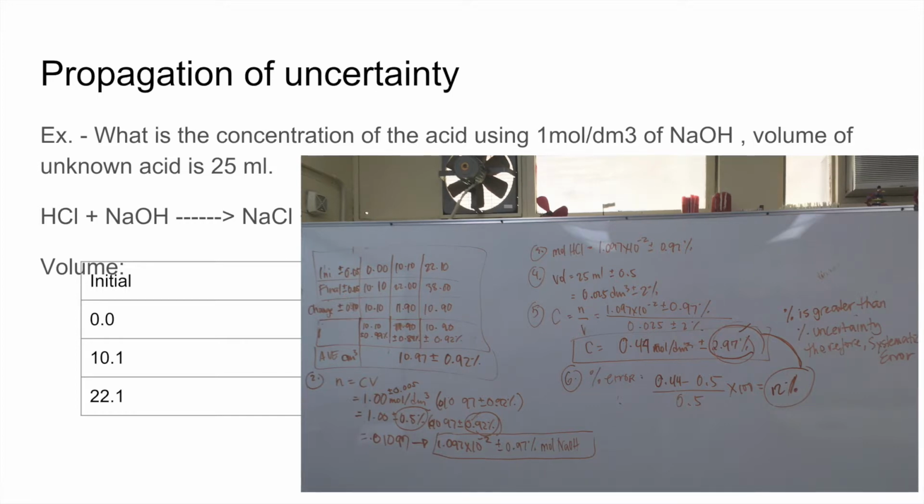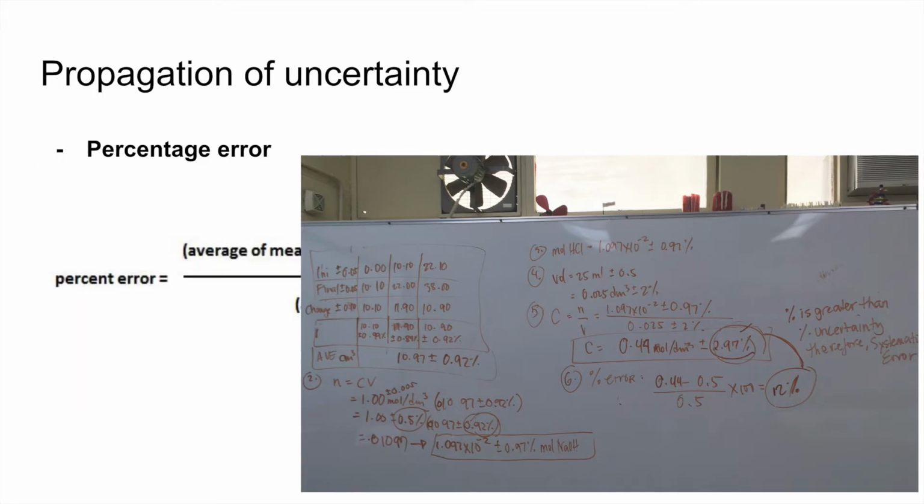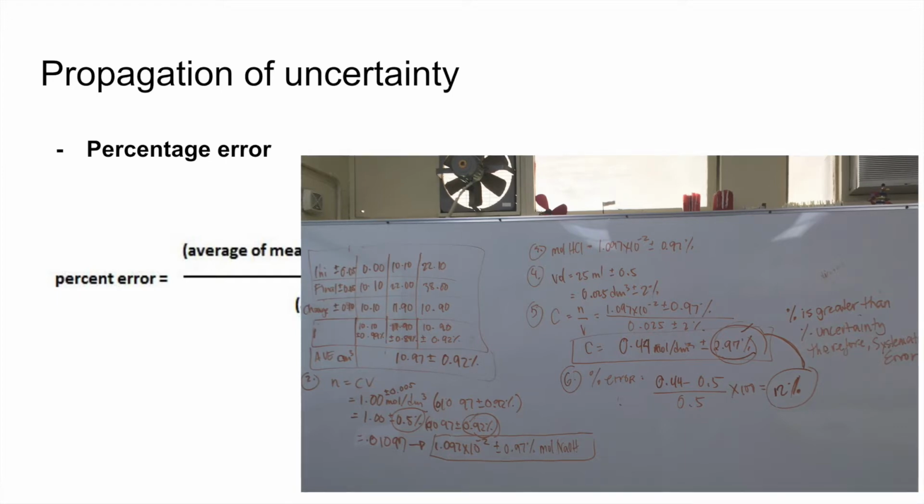Next, we have to calculate percent error. For example, the true value of my unknown is 0.5 mole per dm cubed. That's my actual value, 0.5. What is percent error? So how far are you from your actual value? So average your measured value minus the theory, divided by your theory. So 0.44 minus 0.5 divided by 0.5 times 100. What's our number, Alexa?